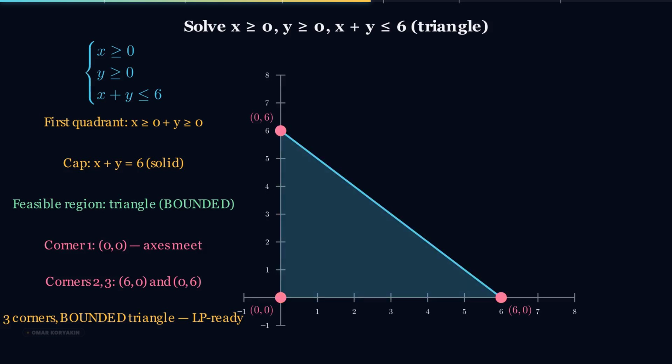The big lesson from this example is the bounded feasible region case with multiple corner points. The triangle structure is one of the simplest feasible regions in linear programming, and it appears constantly in introductory operations research as the canonical example. The corner point identification uses pairwise system solving exactly as in the previous example.